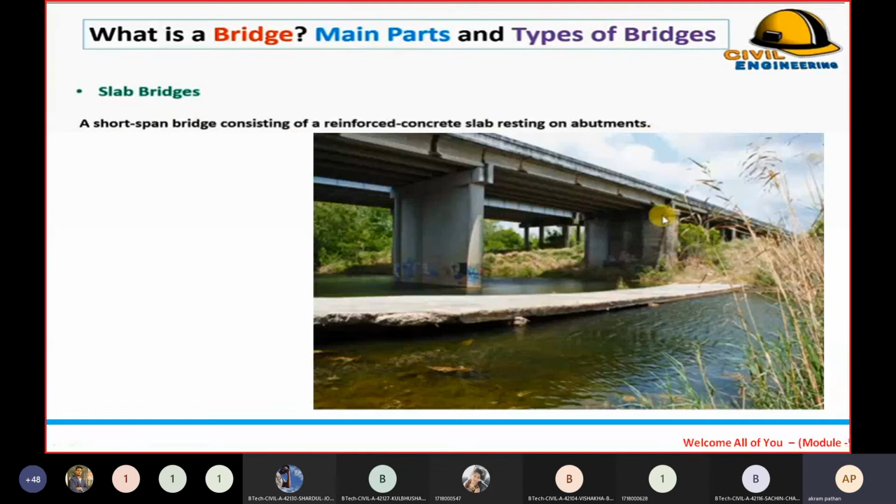Then we have another important bridge, the slab bridge. A short span bridge consisting of a reinforced concrete slab resting on the abutments or the piers. So in the case of a small span, for crossing a small nala, we are going to construct such a type of bridge that is known as the slab bridge.